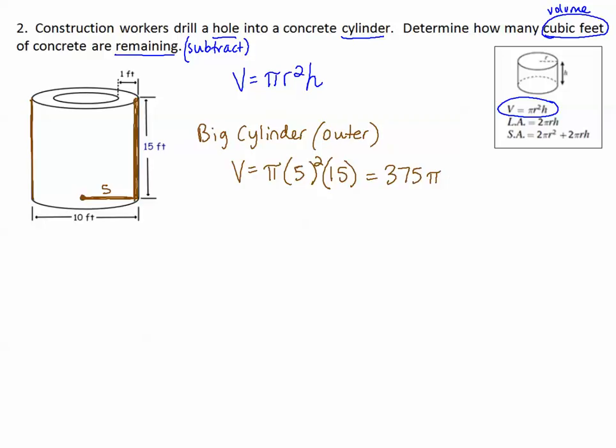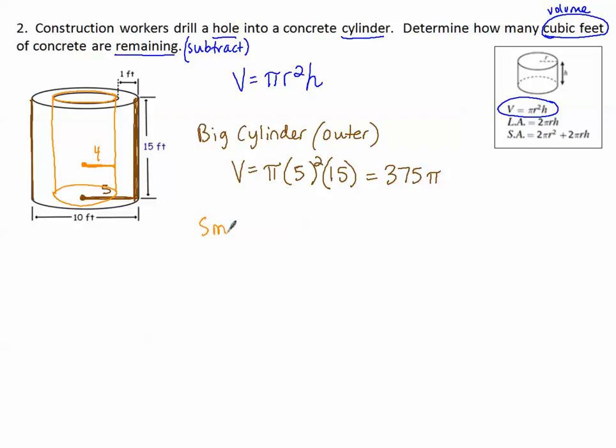Then I want to think about the inner cylinder. This cylinder right here, we can only see the top of it, but if we could see through, it would look like this. Well, what's the radius of the inner cylinder? Notice that 1 foot is taken off because the inner cylinder ends 1 foot before the outer cylinder. So if it's 5 feet all the way to the outer edge, the inner edge stops 4 feet away.